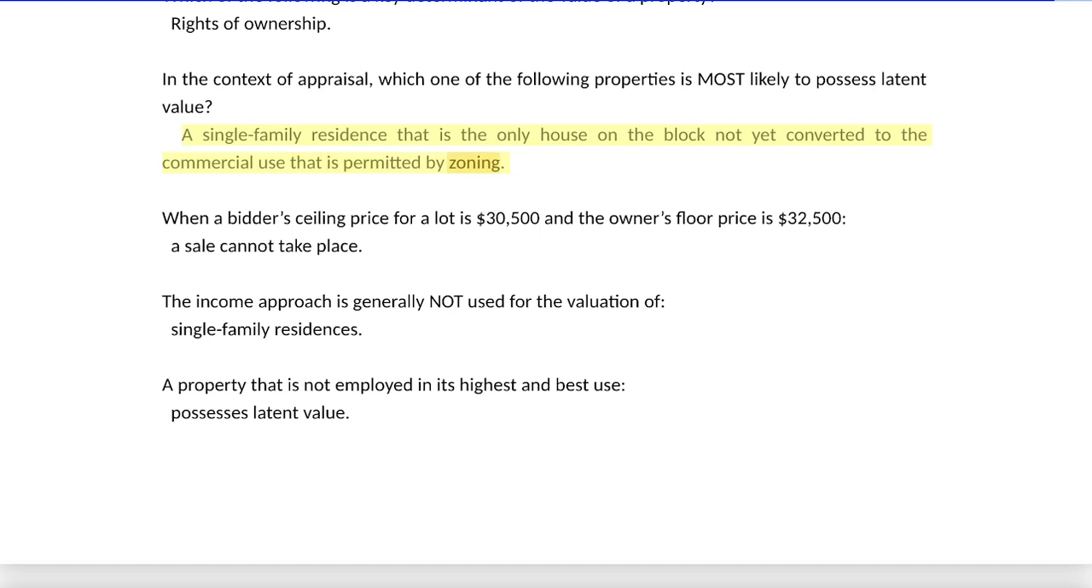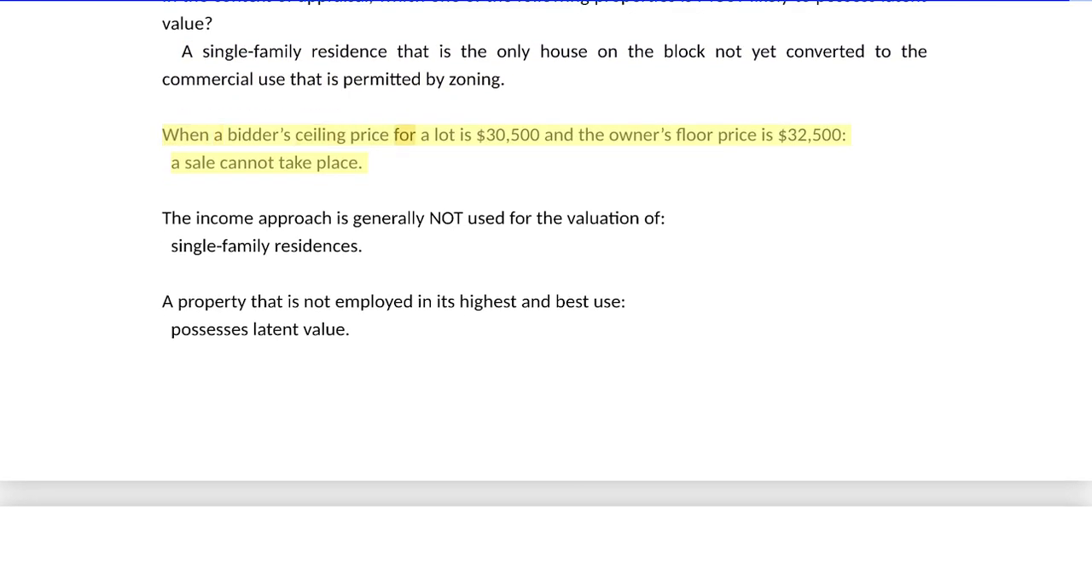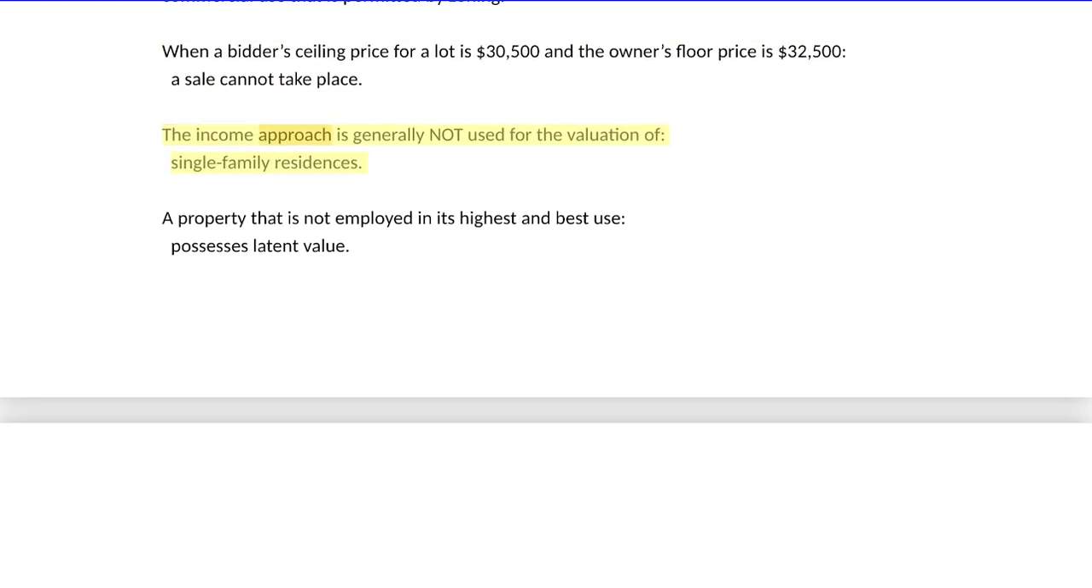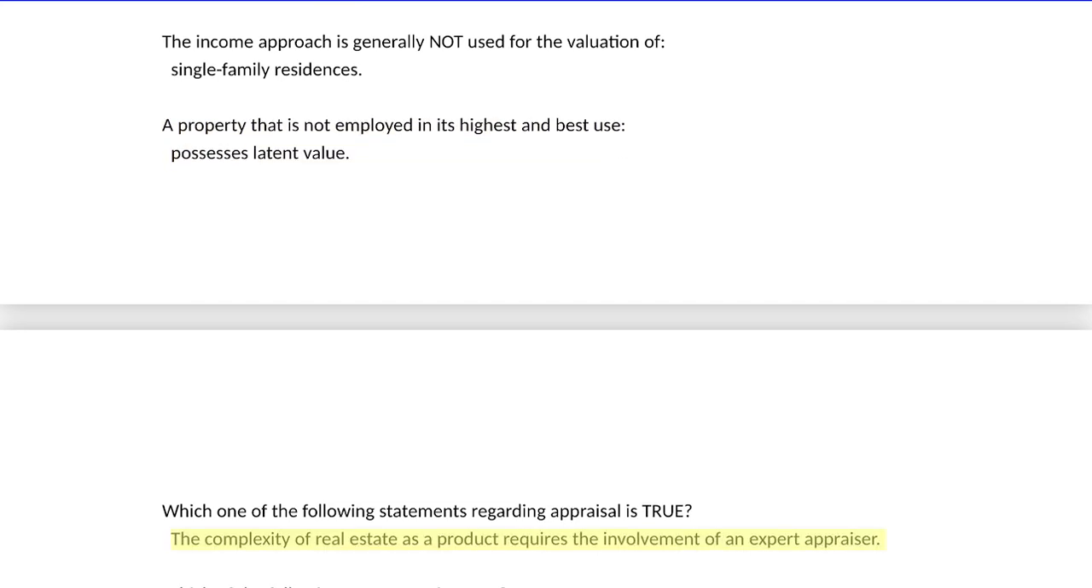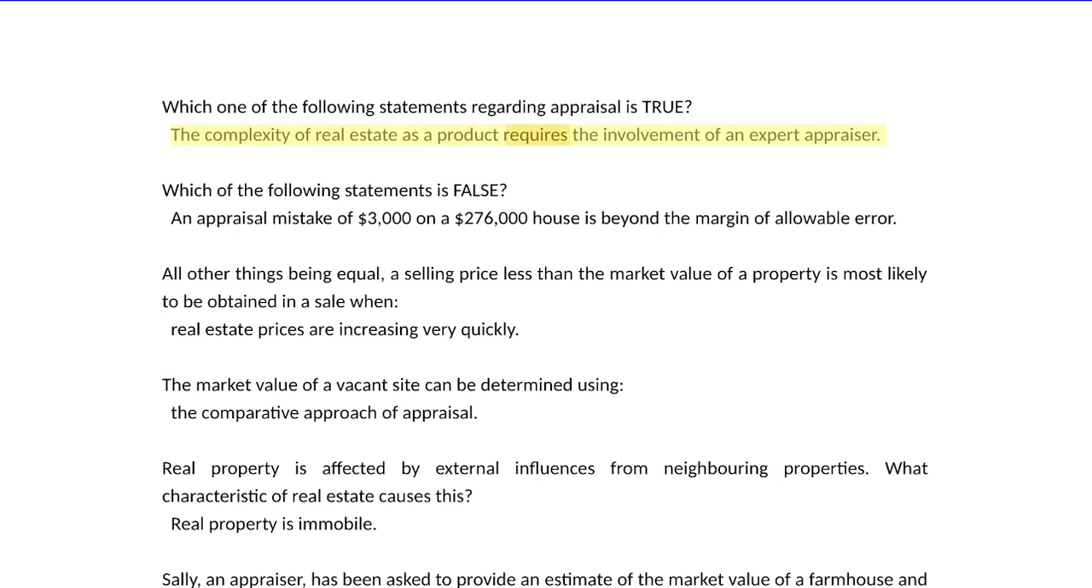When a bidder's ceiling price for a lot is $30,500 and the owner's floor price is $32,500, a sale cannot take place. The income approach is generally not used for the valuation of single-family residences. A property that is not employed in its highest and best use possesses latent value. Which one of the following statements regarding appraisal is true? The complexity of real estate as a product requires the involvement of an expert appraiser.